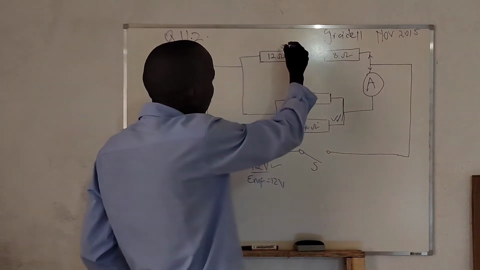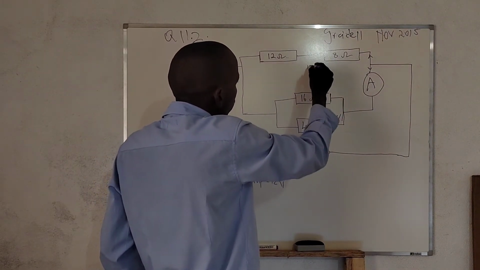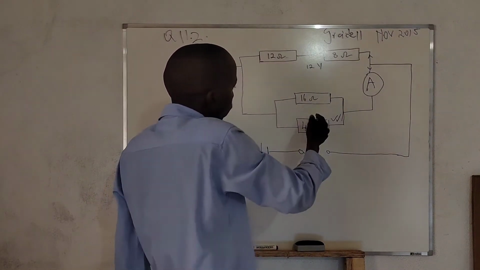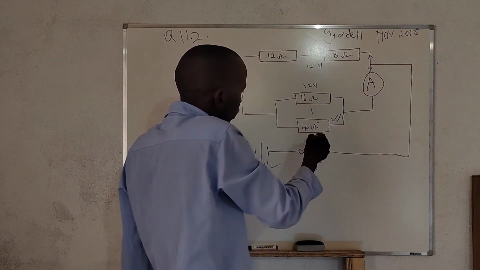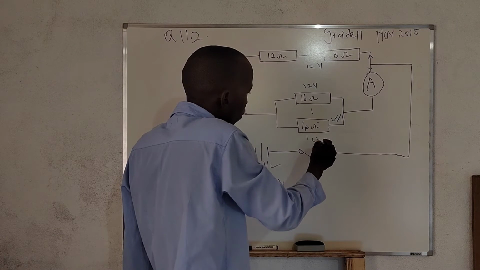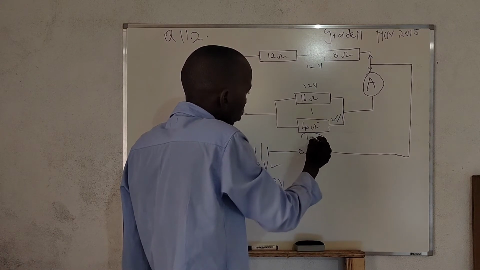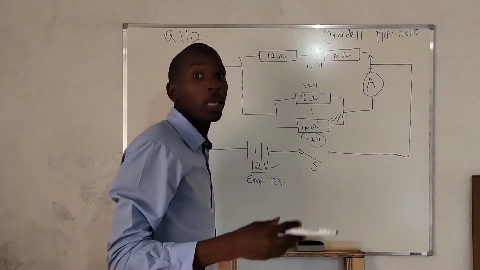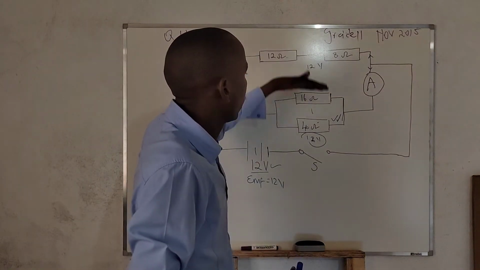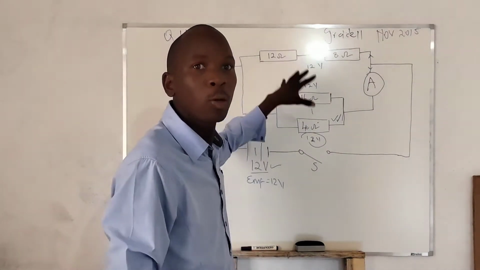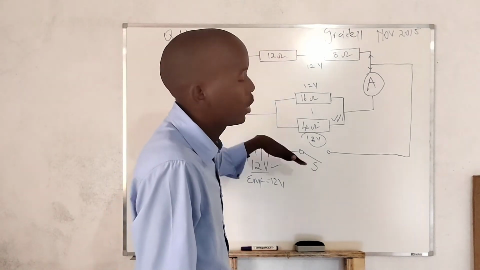It means that the voltage across these two resistors is 12 V. Voltage across the 16 ohm resistor is 12 V. Voltage across the 4 ohm resistor is 12 V. So the voltage here is 12 V because they are all in parallel. So that is what we have, and this is the only set of resistors we have in this circuit.